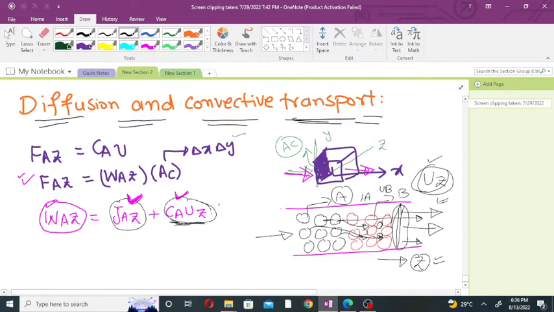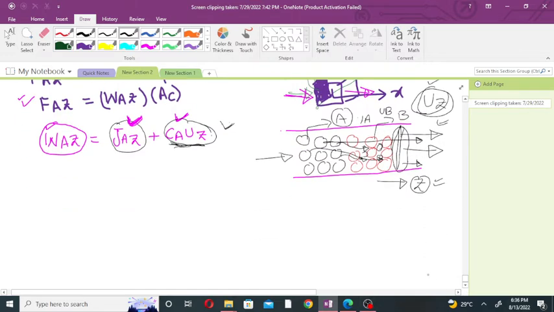The bulk flow term is nothing but when the components are flowing inside a system, then the flux of component A will be denoted by Ca multiplied by uz. We have already discussed this bulk flow and the diffusional flux in the previous lecture. So this is the diffusional flux, this is the flux due to bulk flow.